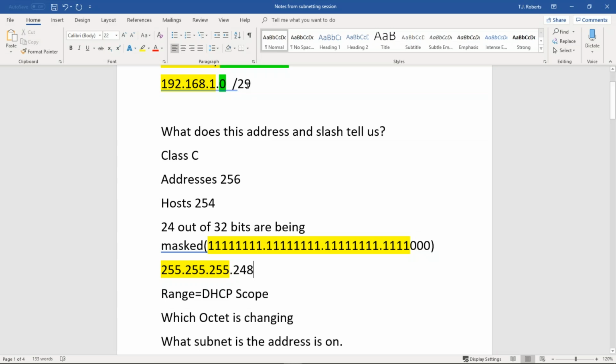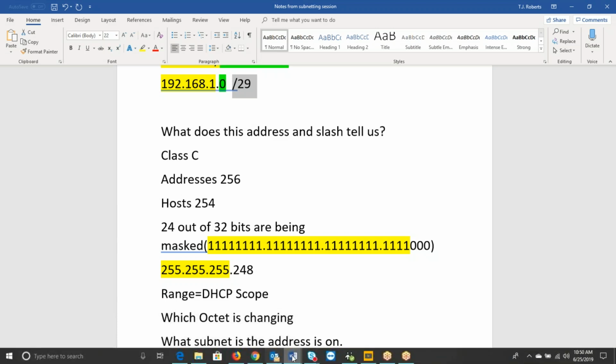So this is what our slash is going to be. This is what our subnet mask is going to look like, and this is what it's going to be binaried out. I think everyone should have the hang of it now. Let's come back to the question.